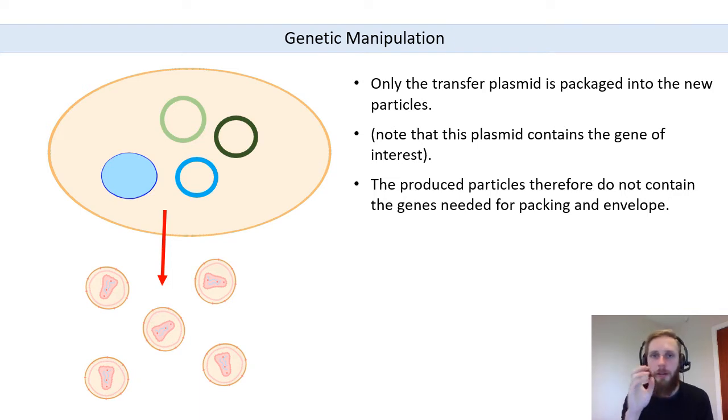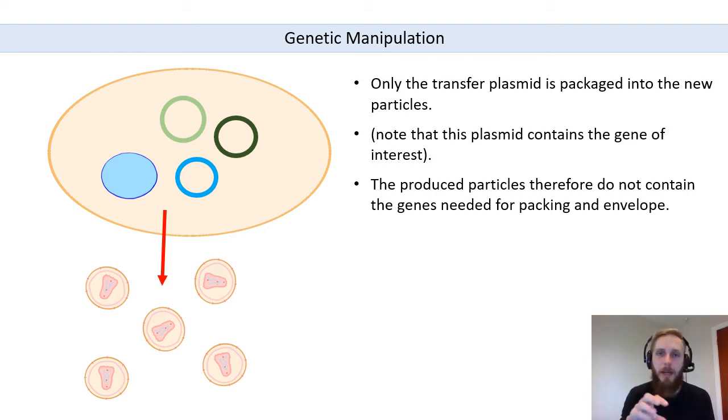Crucially, and this is really crucial, only the transfer plasmid is included in these new virus particles. So these new virus particles are being produced, and they are exactly the same as normal virus particles belonging to the lentivirus family. However, they don't have a full genome. They only have a third of a normal genome. They only have the transfer plasmid, right? And the transfer plasmid only contains a third of the genome. It's really important we remember this.